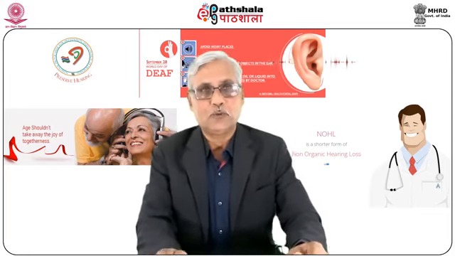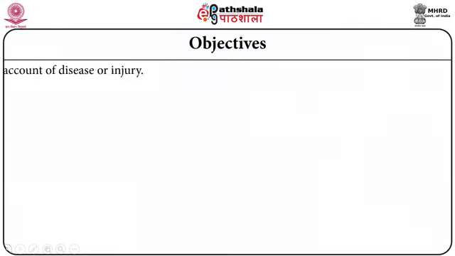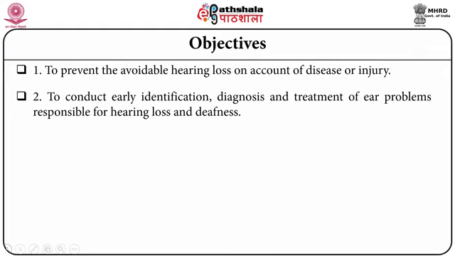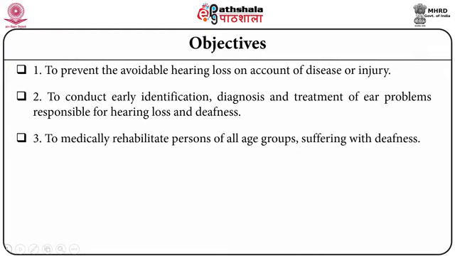This pilot mode project was started with the objectives, number one, to prevent the avoidable hearing loss on account of disease or injury. Number 2, conduct early identification, diagnosis and treatment of ear problems, responsible for hearing loss and deafness. Number 3, to medically rehabilitate persons of all age groups suffering from deafness. Number 4, to strengthen the existing intersectoral linkages for continuity of rehabilitation program for persons with deafness.